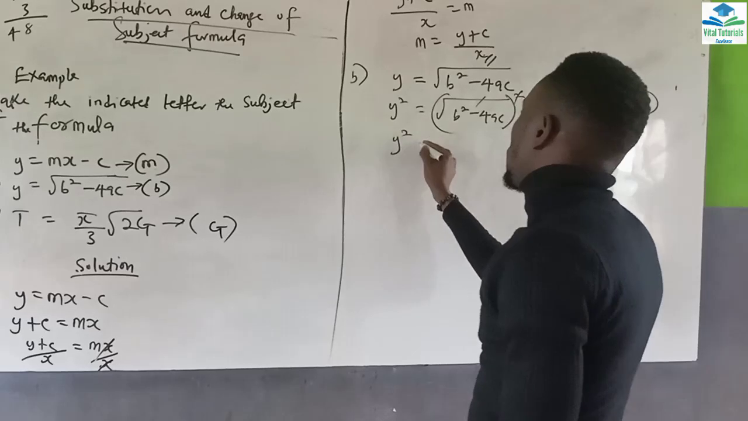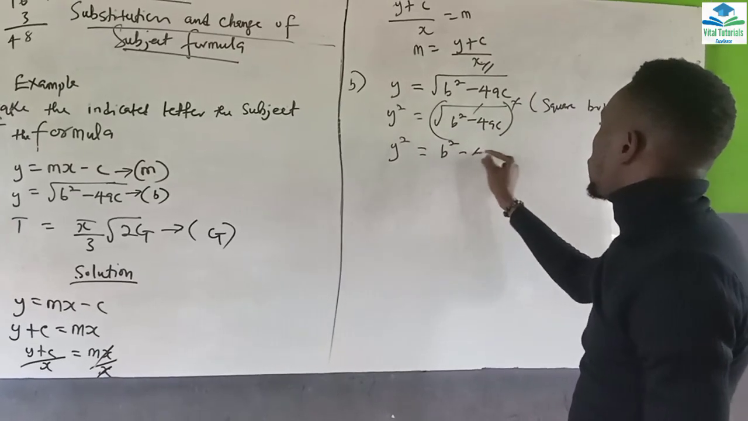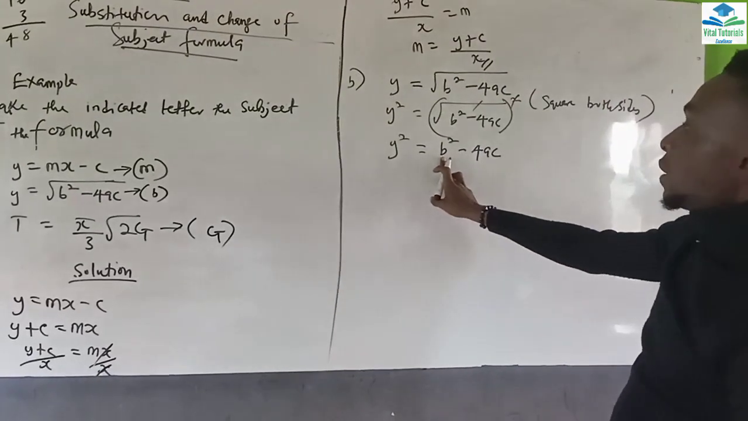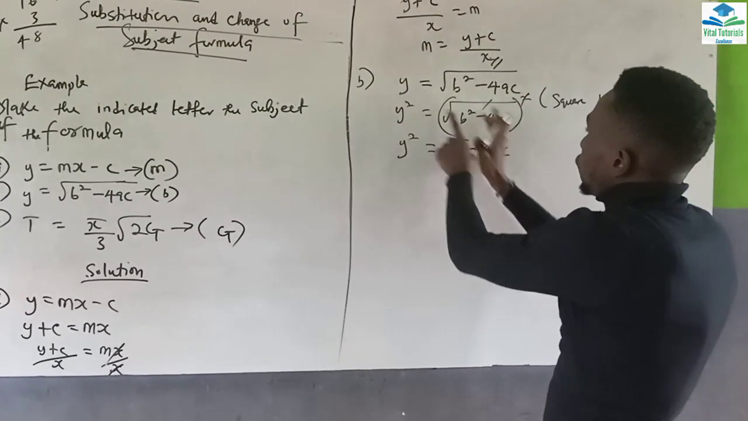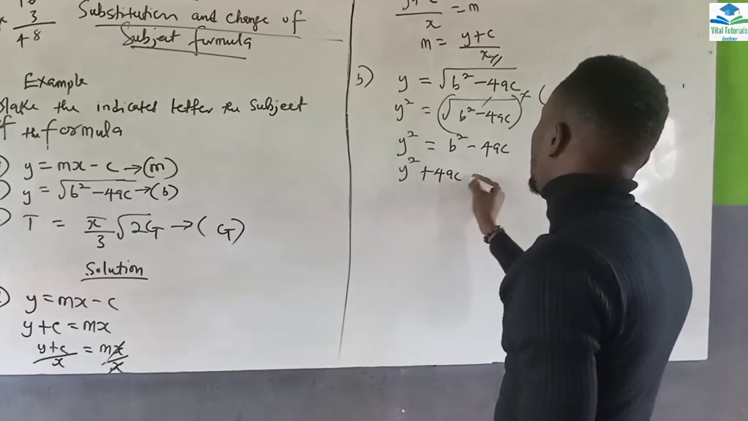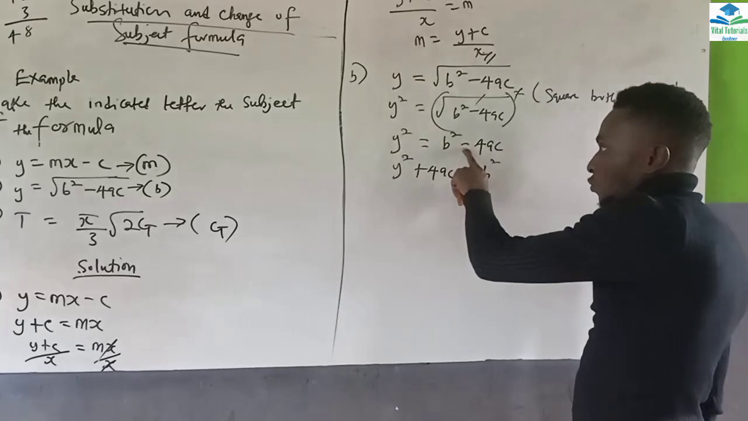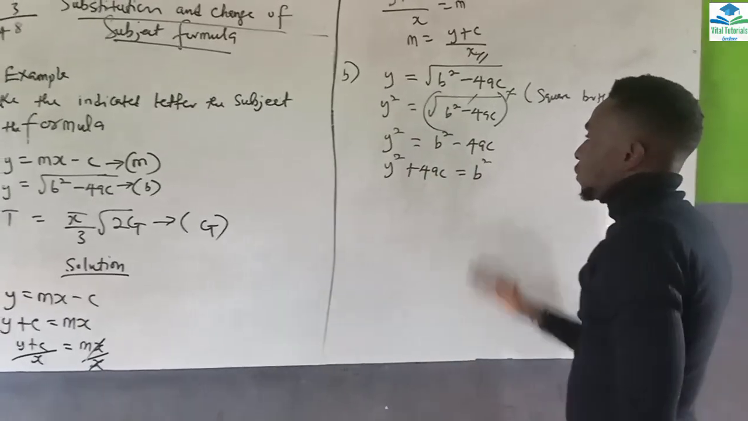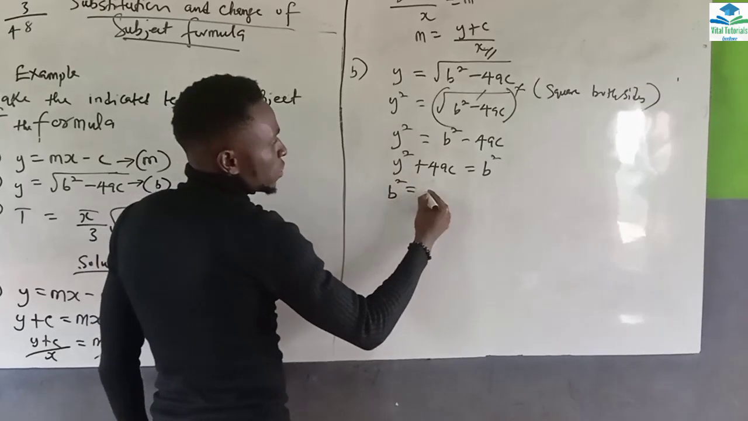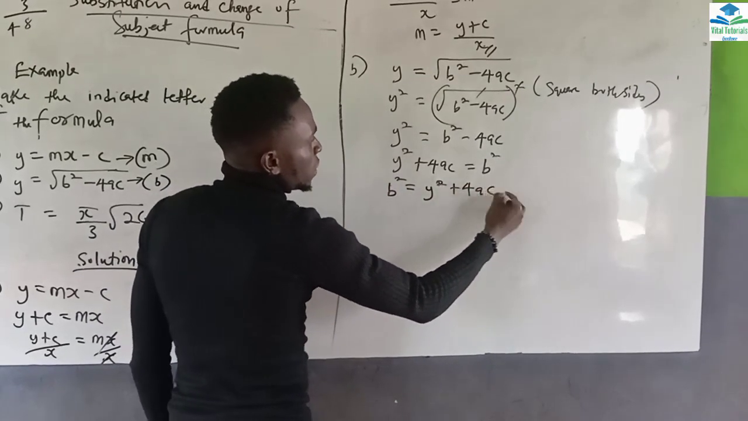You have y squared equals b squared minus 4ac. But we want b to be the subject of the formula, right? This one will move to this side. You have y squared plus 4ac equals b squared, which is now alone. Remember, when minus crosses the equality it becomes plus. So now it's b squared equals y squared plus 4ac.